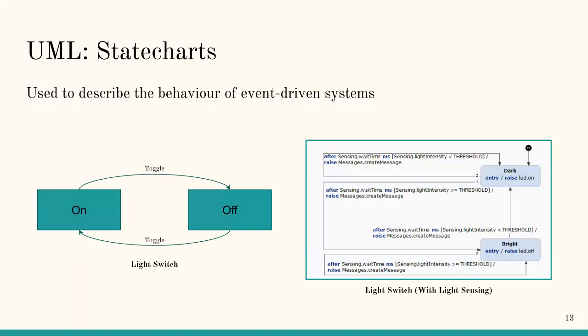This is basically describing a light switch with light sensing. It will switch between the two different states based on some light threshold. If the light intensity of the room, for example, is too low, it will turn the light on. If it's too bright, it will turn the light off.